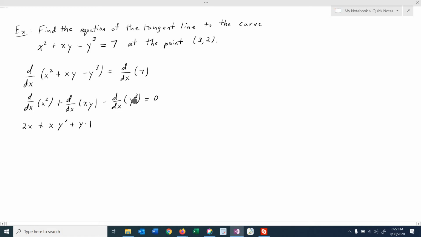To find this derivative, we're actually going to have to use the chain rule, because this is really a composition of two functions. y is a function of x, presumably. So you need to think of this y as being an inner function that depends on x, and it's being raised to an outer function, which is cubing it. Remember, anytime you take the derivative of a composition of functions, you have to use the chain rule.